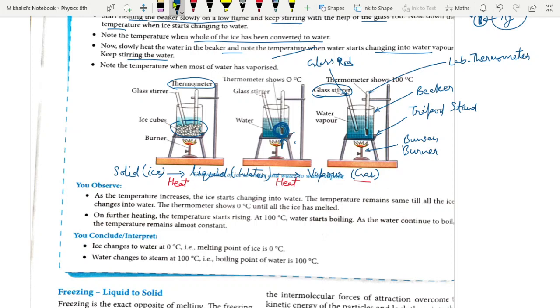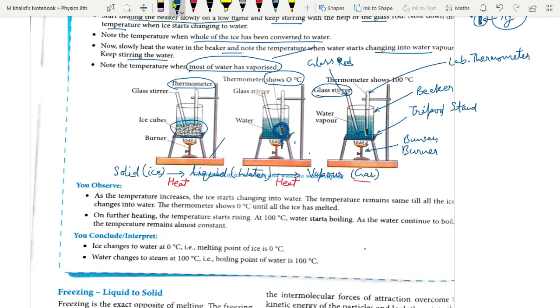Now note the temperature when most of the water has vaporized. It is saying not all water has converted into vapor, but most of the water. So when we have noted down the temperature at two different points, we will see that the thermometer, when the ice is totally converted into water, its reading is 0 degree Celsius. And when most of the water has been converted into vapor, we will see that it is showing a reading of 100 degree Celsius.